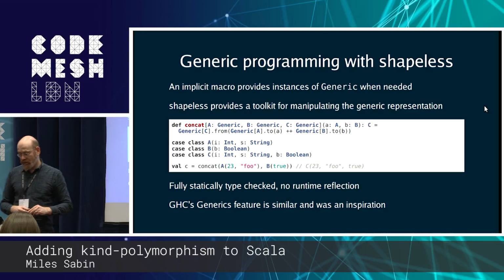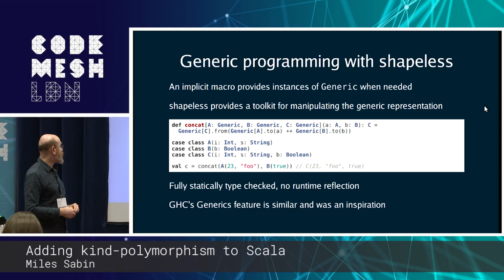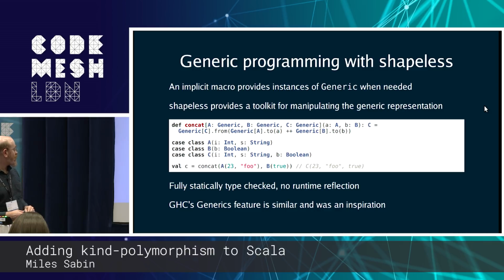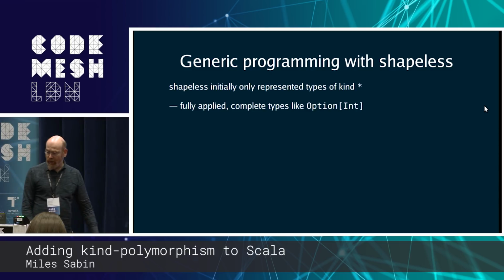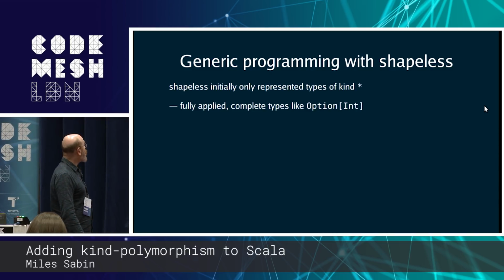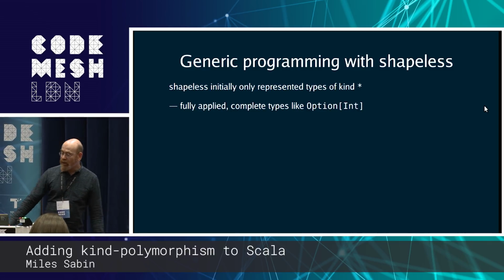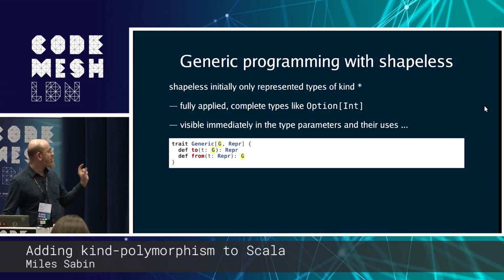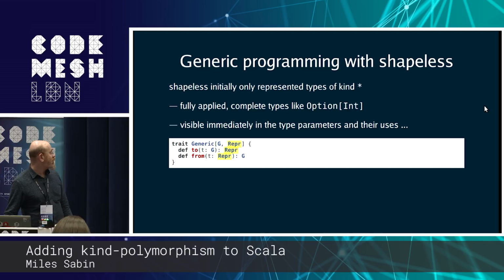GHC's generics feature is quite similar. The Generic type is very much inspired by GHC's generics, and you can do similar kinds of things with GHC's generics. Okay. So Shapeless initially only represented types of kind star, so fully applied complete types, so Option of Int, but no type constructors. And you can see that directly in the type parameters and the way they're used. So you can see that G here has the kind signature of a type of kind star. Similarly for the representation type.